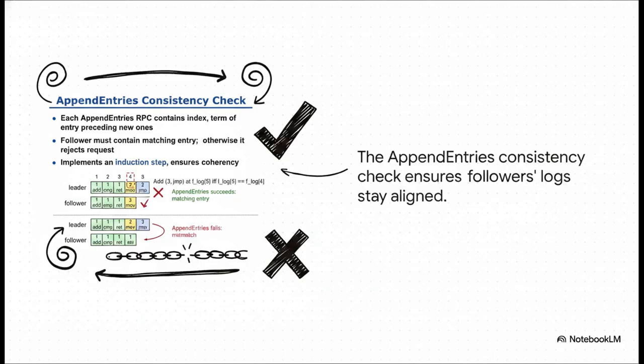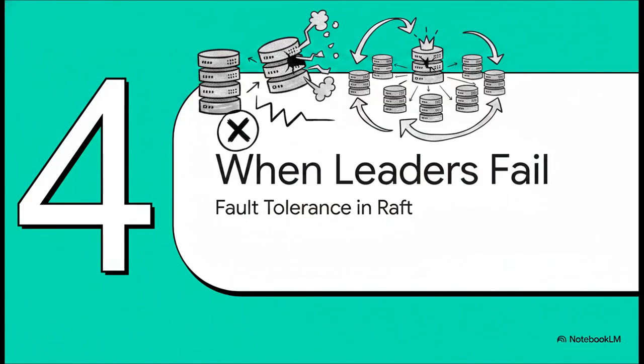This simple rule guarantees that the logs can never split apart. Okay, so that all works beautifully when the leader's up and running. But look, the whole point of this is to build a system that doesn't break. It's supposed to be fault-tolerant.